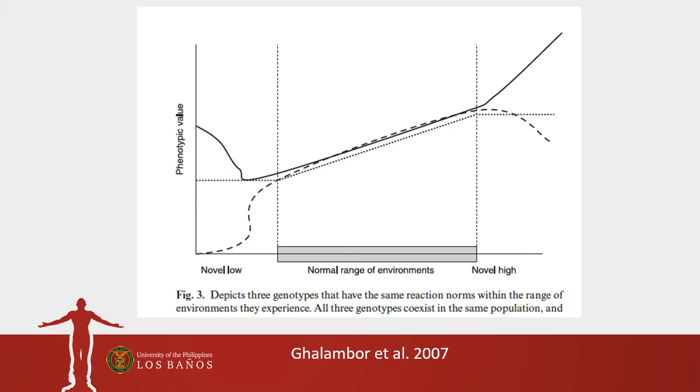However, since these genotypes have never been exposed to the novel environments on the high and low end, this part of the reaction norm evolves neutrally and accumulates cryptic genetic variation. This part of the reaction norm is not adaptive or even relevant for the current environment. But since the genotypes differ in this part of the reaction norm, by chance one of them could be pre-adapted for a novel environment.